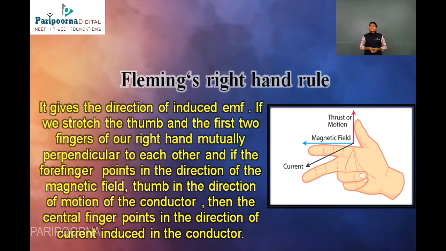Here comes Fleming's right hand rule. It gives the direction of the induced EMF. If we stretch the thumb and the next two fingers of our right hand mutually perpendicular to each other, and the forefinger points in the direction of the magnetic field and the thumb gives the direction of motion of the conductor, then the central finger points in the direction of the current induced in the conductor. This is Fleming's right hand rule.